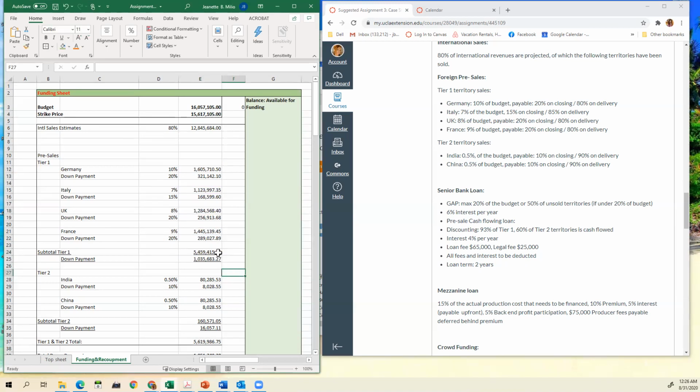Here it's simply deducted, it's simply summarized. All our minimum guarantee distribution payments are summed up here. This is summarizing all our down payments.